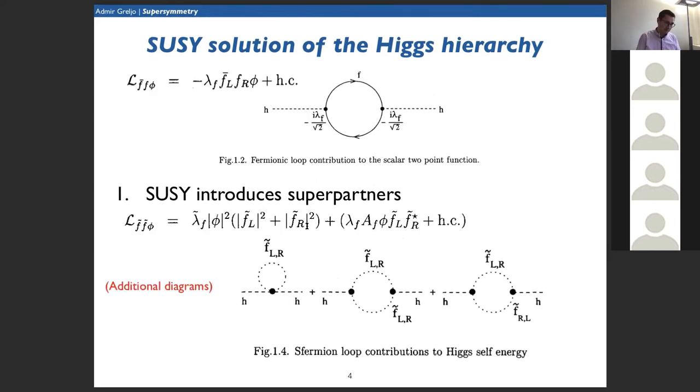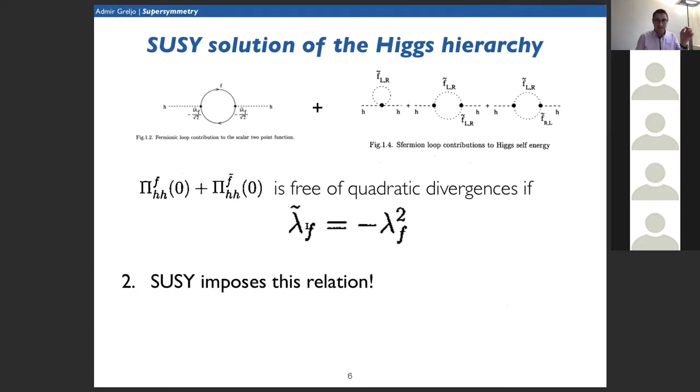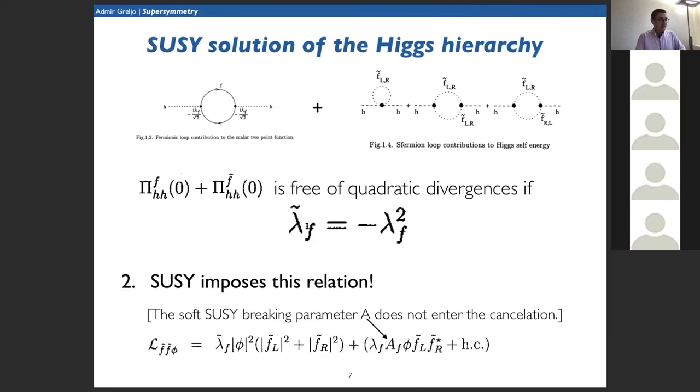But in simple terms, this is how SUSY solves the problem. First, it introduces new partners, so there are new diagrams, and not only that, it relates the couplings of the Higgs with the top and the Higgs with the stop in precisely such a way as to cancel the quadratic divergence in the loop. Another tiny detail is that the soft SUSY breaking parameter A, which gives the mass to the superpartner, does not enter the cancellation, so the cancellation of the quadratic divergence doesn't depend on that parameter.